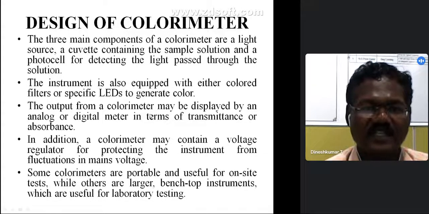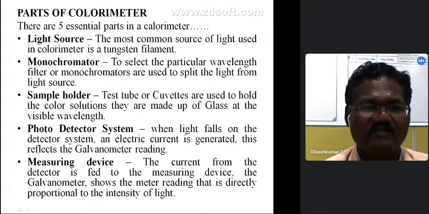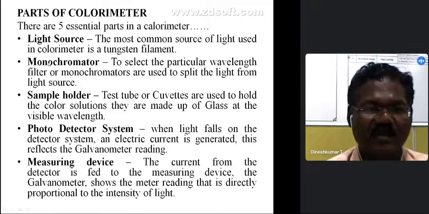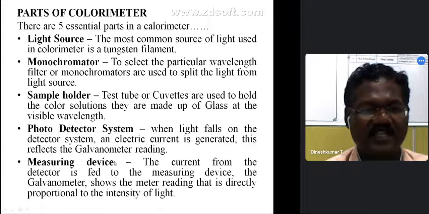Okay, how to design a colorimeter means what are the parts in the colorimeter. First, we need a light source. Second, a monochromator. Third, a sample holder. Fourth, a photo detector system. Fifth is a measuring device.